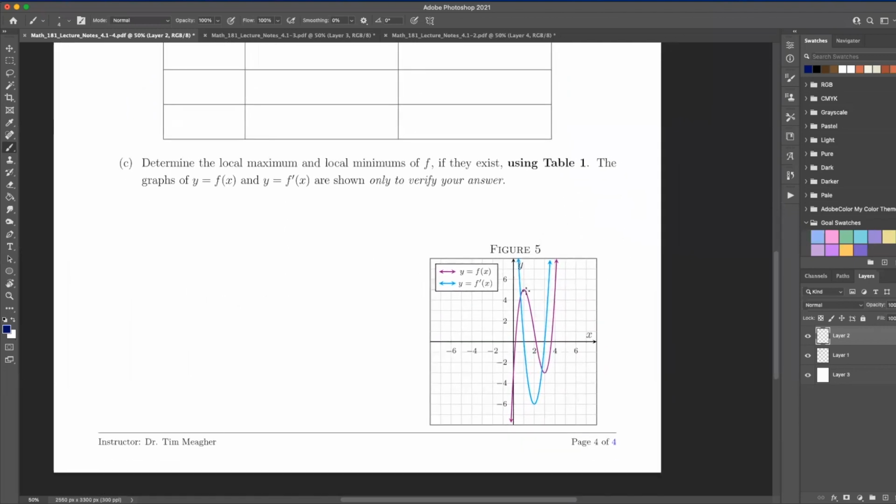So here we have this graph, right? It looks a lot like what we just did, right? And here we have our function value here and here. So this is our derivative in blue and our actual function in purple.